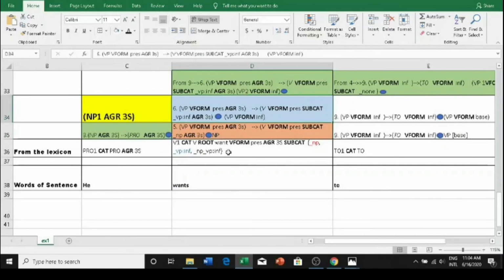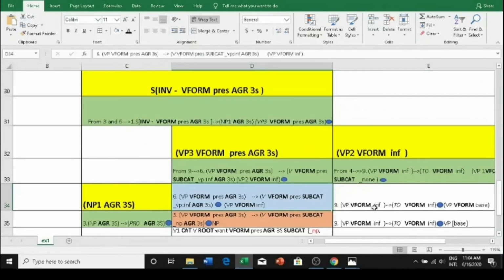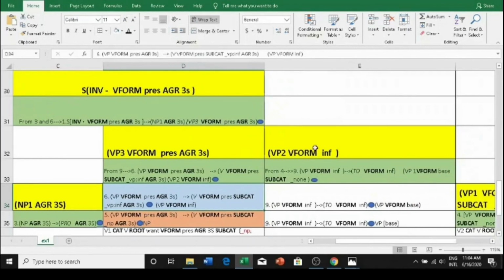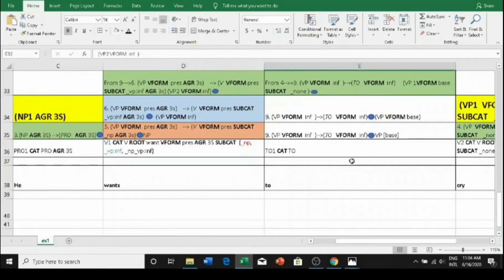Okay, so we have a V with V form as present, agr as 3s. We are going to instantiate that V form as present tense and agr as 3s, and we will put a dot after the V. And the next thing we need is a verb phrase with infinitive. So luckily we have a verb phrase with V form as infinitive just on the right.